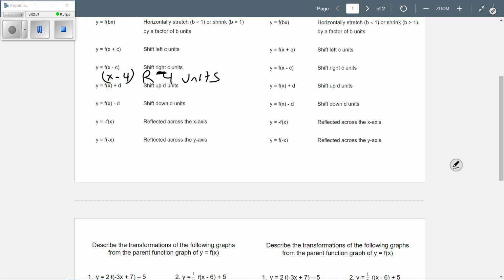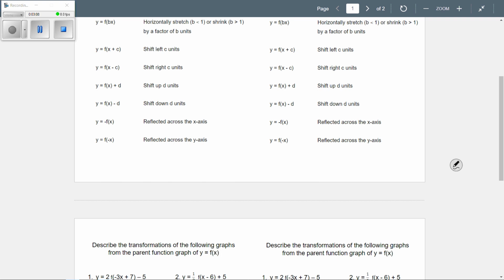Okay, but now we move on to y equals f of x plus d. We notice that's not inside the parentheses. Anything outside the parentheses, plus d, it tells the truth. All right, it tells the truth. So we know we're going to shift up d units. So if this was 5, we're going to go up 5 units. And we keep going. f of x minus d, we're going to shift down d units, or if that was a 5, we would shift down 5.